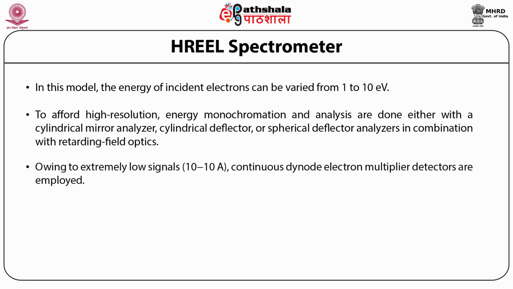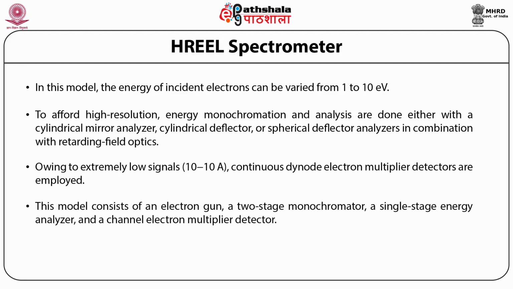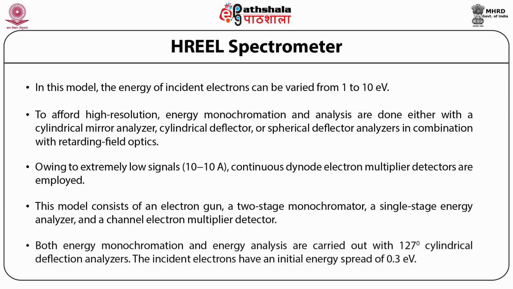Owing to the extremely low signals, 10 to 10 angstrom, continuous dynode electron multiplier detectors are employed. This model consists of an electron gun, a two-stage monochromator, a single-stage energy analyzer, and a channel electron multiplier detector. Both energy monochromation and energy analysis are carried out with a 127 degrees cylindrical deflection analyzer. The incident electrons have an initial energy spread of 0.3 electron volts.